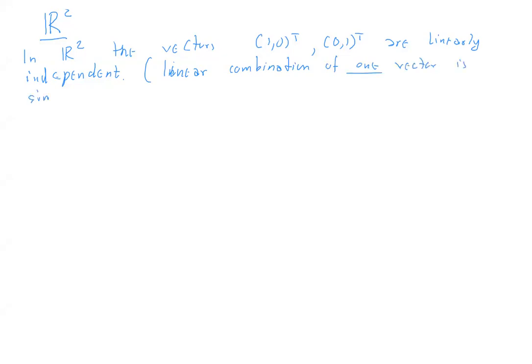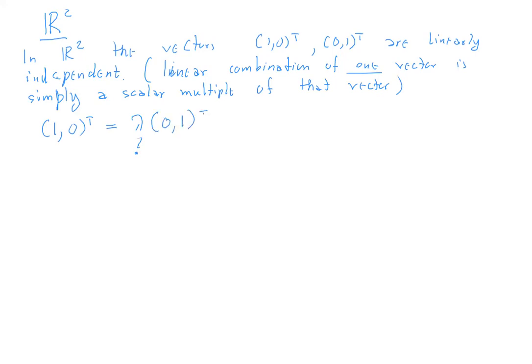So a linear combination of one vector is simply a scalar multiple of that vector. So basically what I'm asking is, can I write (1, 0) as some number lambda, which I don't know what it is, maybe you can tell me what it is, times (0, 1)? Can I do that? Can you see how you can do it or why you cannot do it? Why can't you do this?